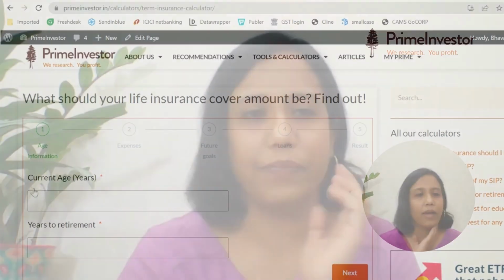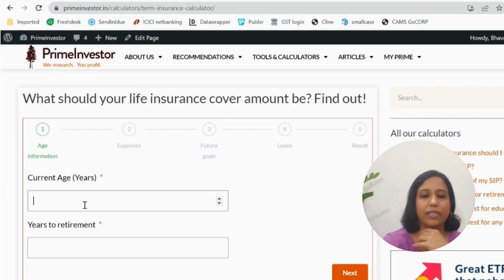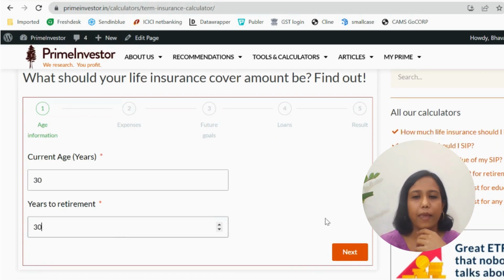Okay, so let's start. First, the basic details: the current age and the age at which you want to retire. So let's say I'm going to put 30 here and say we want to retire at 60. So, another 30 years left for retirement.